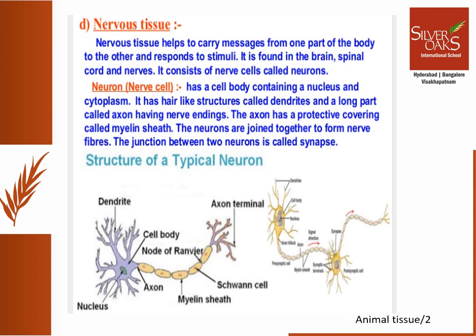In between two neurons, there will be nerve fibers present, and wherever these two neurons meet, the junction is called a synapse. We will learn the function of a neuron in detail in the chapter Life Processes.